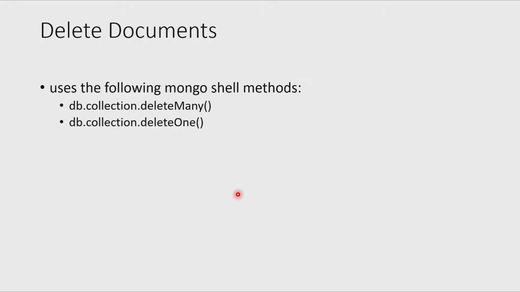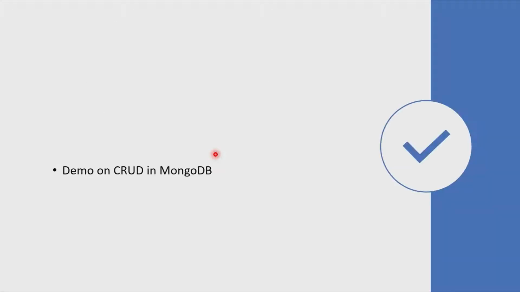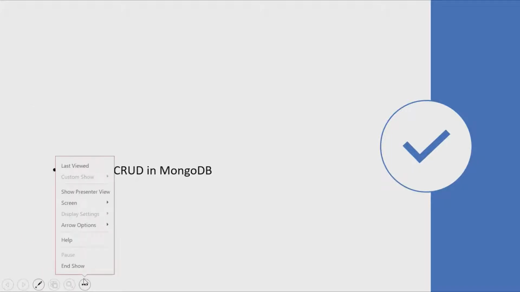If you have to delete the document, we simply say db.collection.deleteMany. It is going to delete all the documents in one shot, or if you say deleteOne, it will be deleting one by one. The order it has got inserted, the way it will be deleted. And then in the last we will see the demo. So let's get started with the demo. Let me close it out.